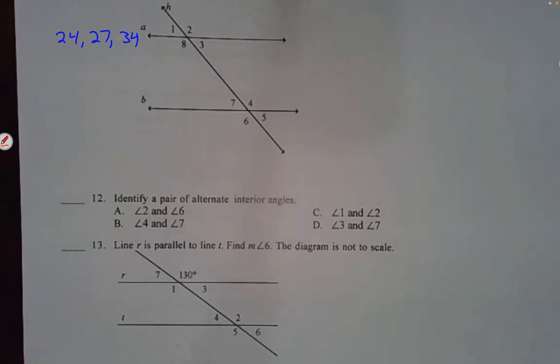8 and 4. When it says alternate interior, interior means on the inside. So the X. These are on the inside, right? And alternating sides would be 8 and 4, 3 and 7. Alternate exterior angles would be on the outside. So it's got to be 3 and 7, 8 and 4.